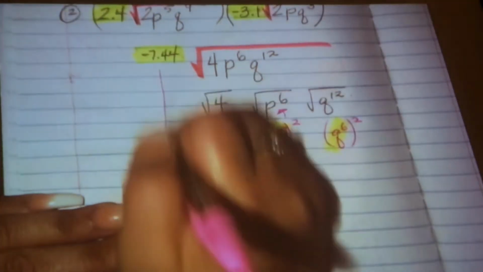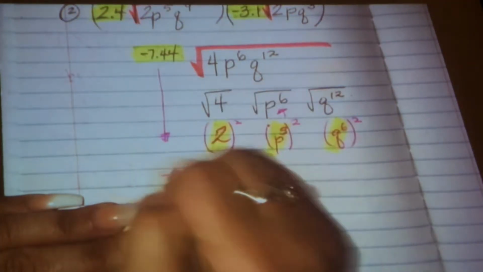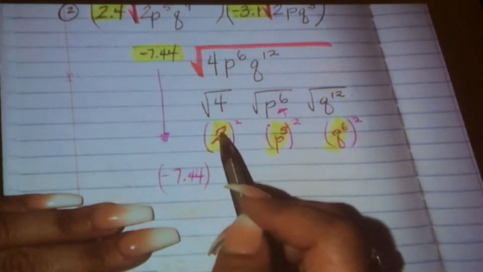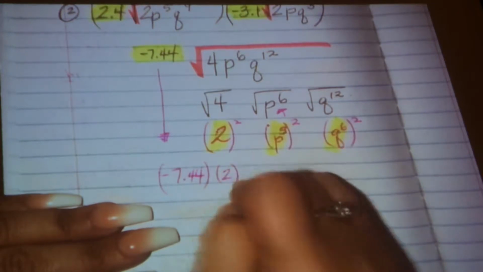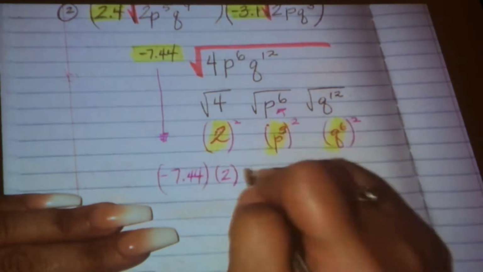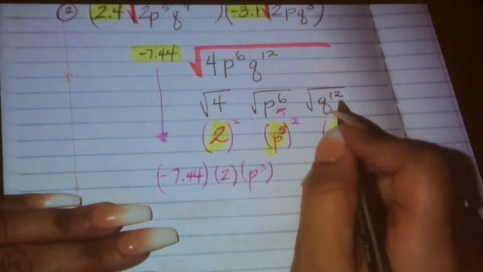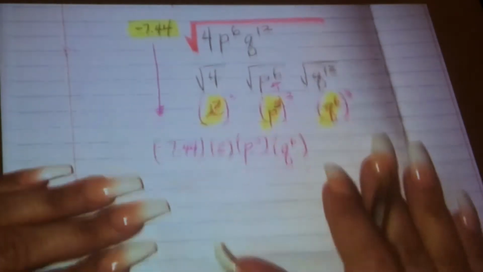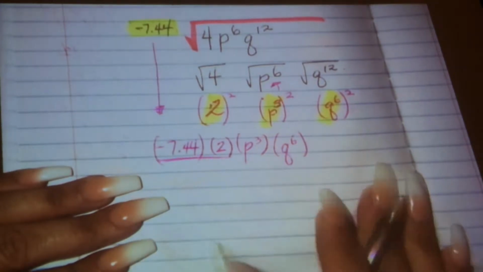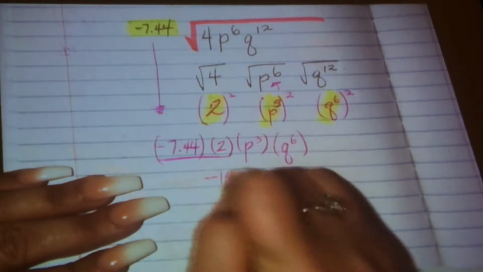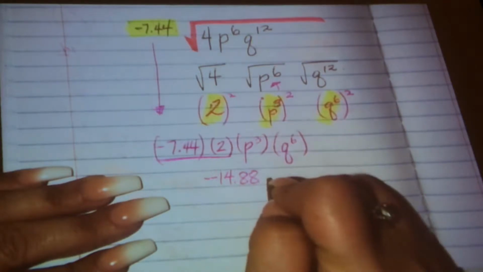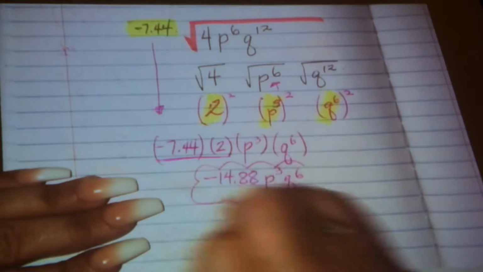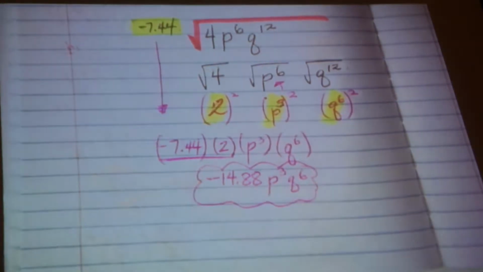So I'm going to bring down this negative 7.44. The square root of 4 is just 2. The square root of p to the 6 is p cubed. And the square root of q12 is q6. So my final answer is you're just going to multiply these two together: negative 14.88 p cubed q to the 6. Questions on number 2?